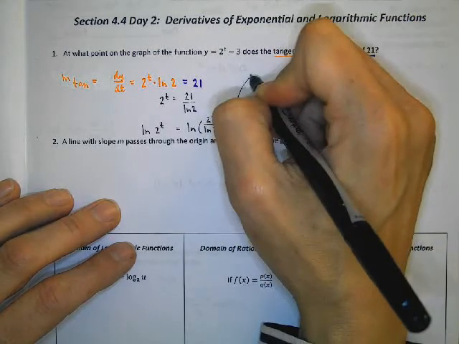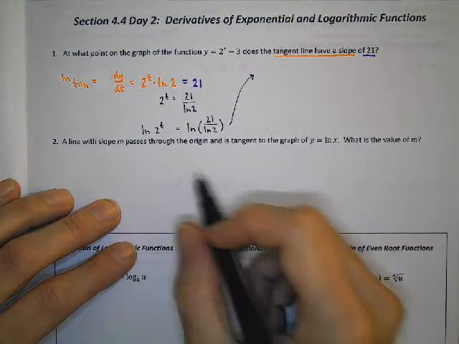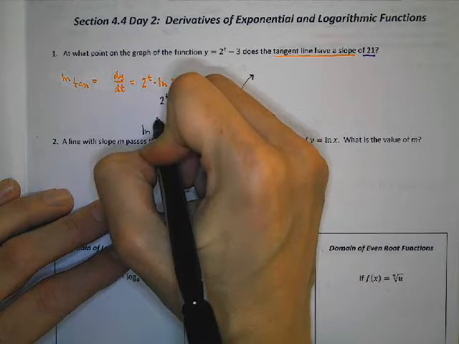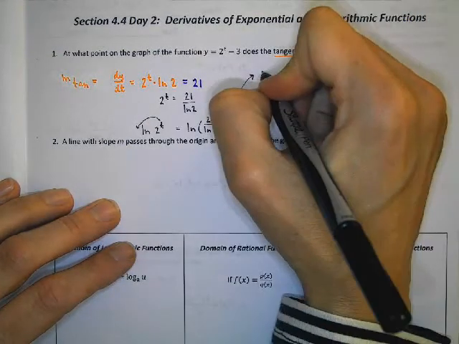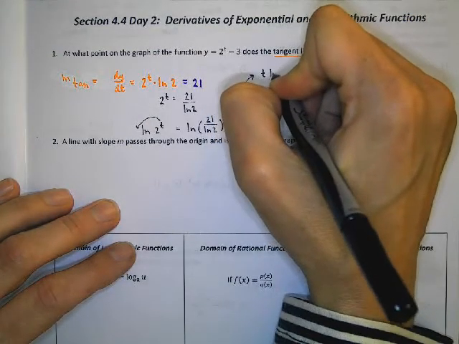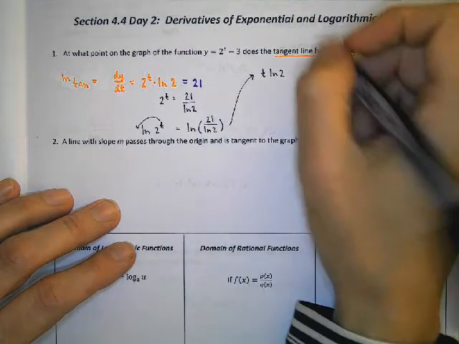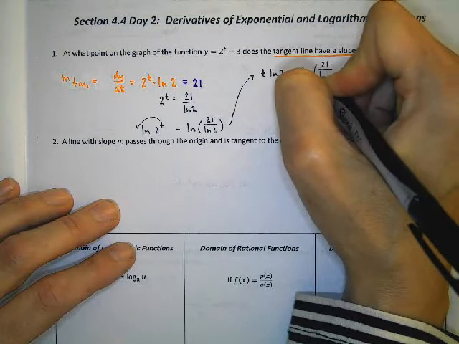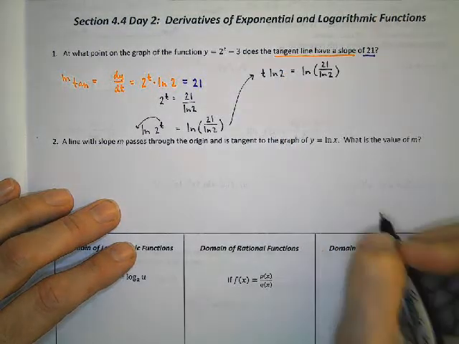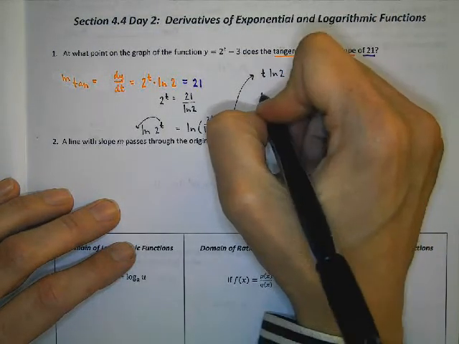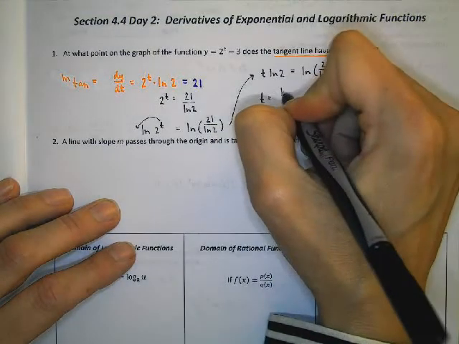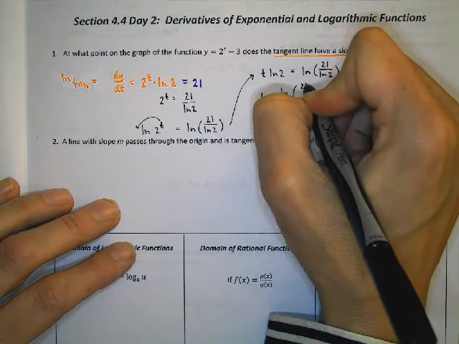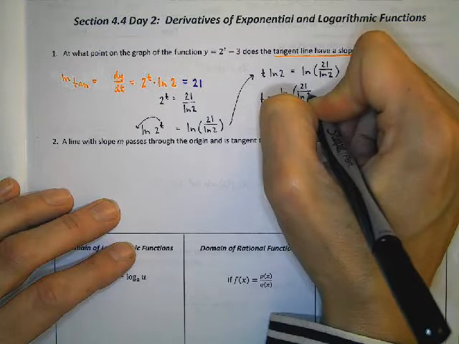And I'm going to take this up here. Now, since I have the natural log, I know I can move my exponent down to the front. So what I have is t times the natural log of 2 is equal to the natural log of 21 over the natural log of 2. And so now to isolate t, all I'm going to do is divide both sides by the natural log of 2.